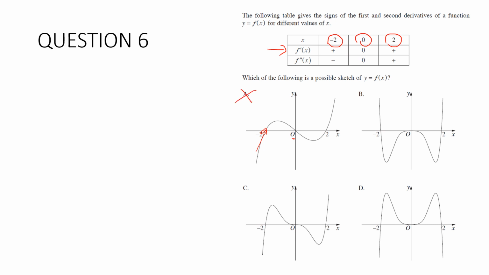What about B? At -2, this is decreasing, so it's not B. What about C? At -2, it's increasing. At 0, it is stationary. And at 2, it is also increasing, so this is a possibility. And D, increasing at -2, stationary at 0, decreasing at 2, it is not D. So we didn't need to look at the second derivative. The answer is C.